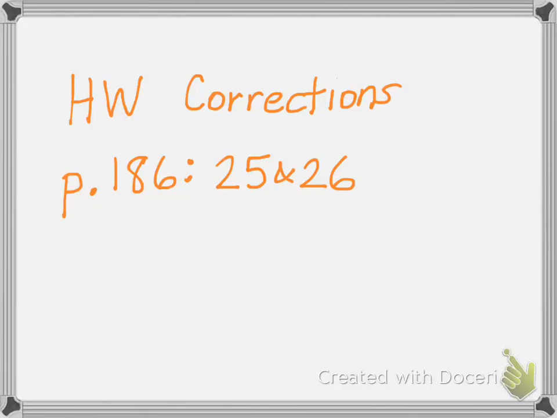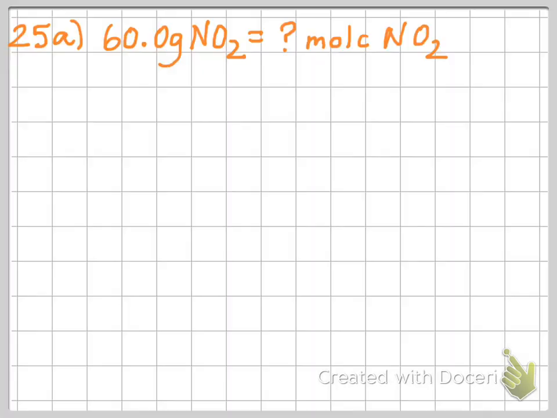Chemistry students, here are some corrections for the homework assignment that was page 186, numbers 25 and 26. Question 25, letter A, asks you to calculate the number of molecules in 60.0 grams of NO2. So I've summarized here what the problem is asking you to do.